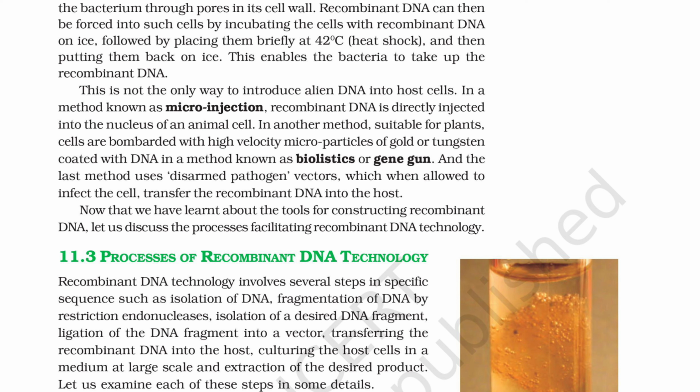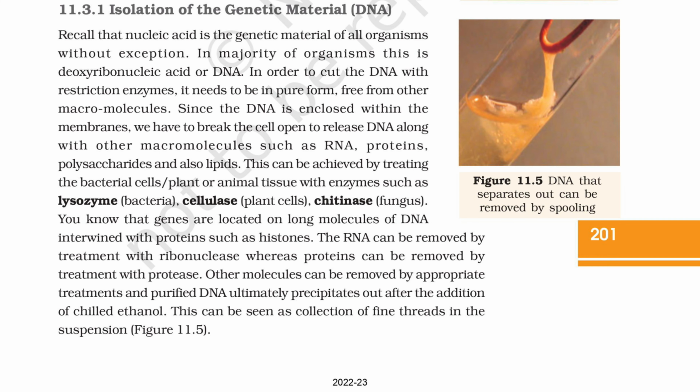Processes of recombinant DNA technology. Recombinant DNA technology involves several steps in specific sequence such as isolation of DNA, fragmentation of DNA by restriction endonucleases, isolation of a desired DNA fragment, ligation of the DNA fragment into a vector, transferring the recombinant DNA into the host, culturing the host cells in a medium at large scale and extraction of the desired product. Let us examine each of these steps in some details.